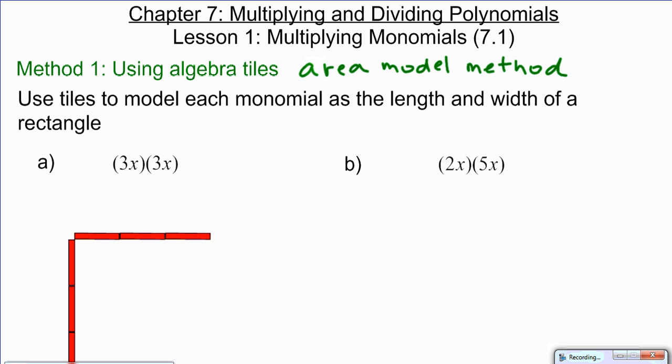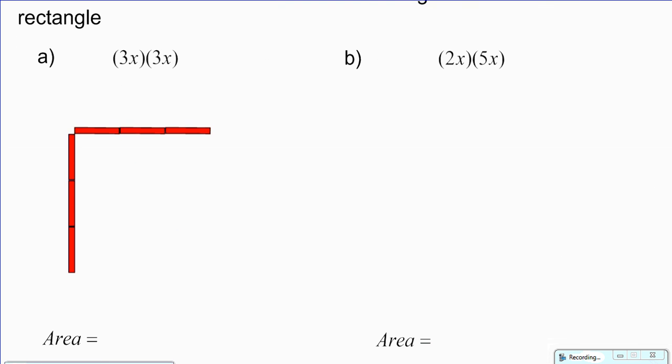So when we look at our first example, 3x and then 3x, remembering that if there's nothing written in between, if two things are side by side like that, especially with brackets, two terms side by side, they're being multiplied. So this is 3x times 3x. So that means we have one length of 3x, so a length of x, a length of x, a length of x, so 3x altogether.